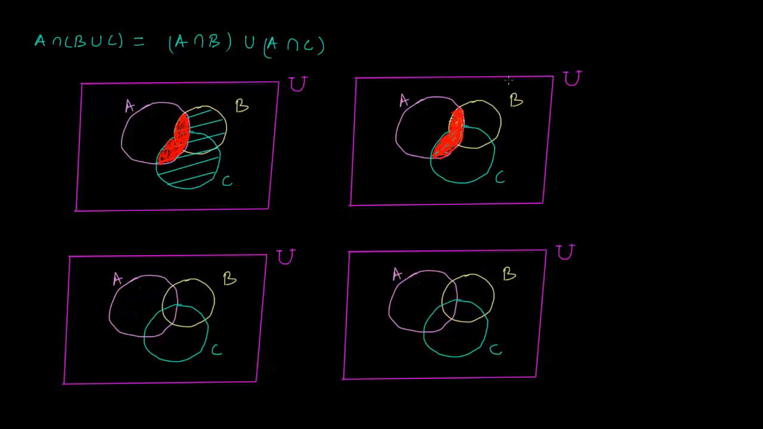Right? And are they the same? Yes. So this was A intersection B union C, and this is A intersection B union A intersection C, and we see that both of them are the same. Now let us try to verify whether the union distributes over the intersection. So we said that this will be A union B intersection A union C.